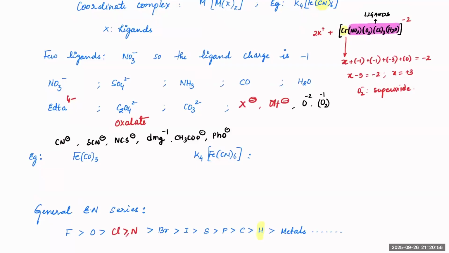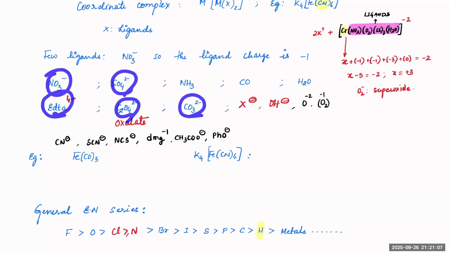Going ahead, we will have a complete topic on that, so don't worry about it right now. As of now, these common ones which are most used, like nitrate, sulfate, oxalate, carbonate, EDTA, and of course halogens, are the most common ones. If you notice these common ones coming across anywhere, especially in problem solving for equivalent weights, you should know what charge they are carrying.